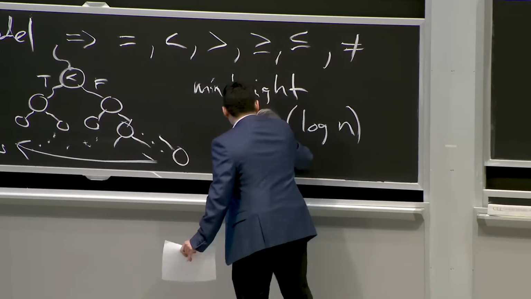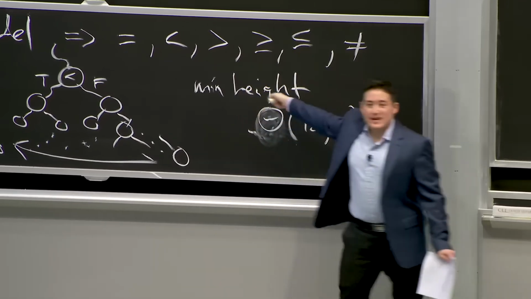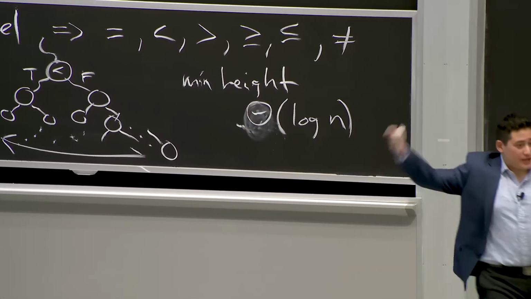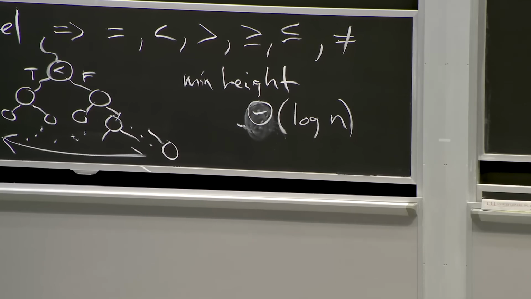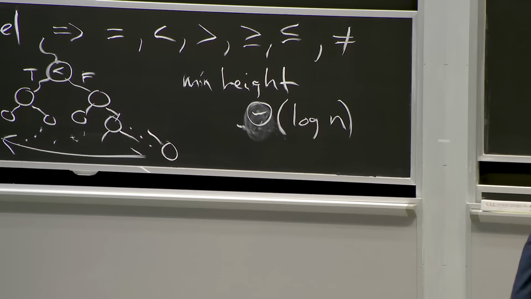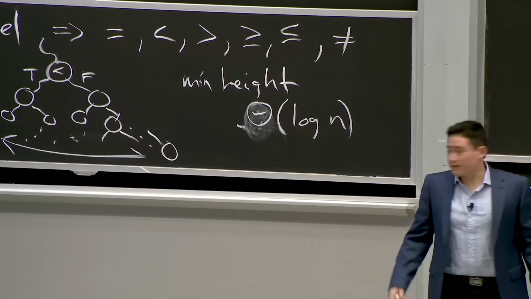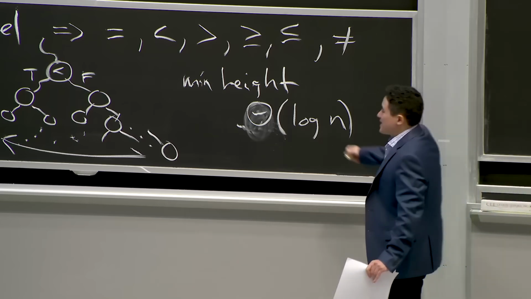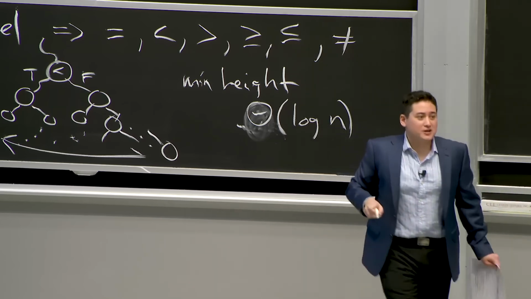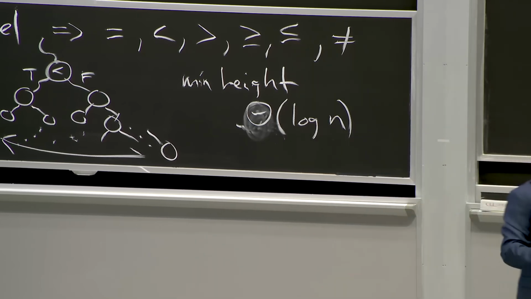So it's actually theta right here. But if I just said height here, I would be lower bounding the height, right? I could have a linear height, if I just chained comparisons down one by one, if I was doing a linear search, for example. All right, so this is saying that if I'm just restricting to comparisons, I have to spend at least logarithmic time to be able to find whether this key is in my set, right?